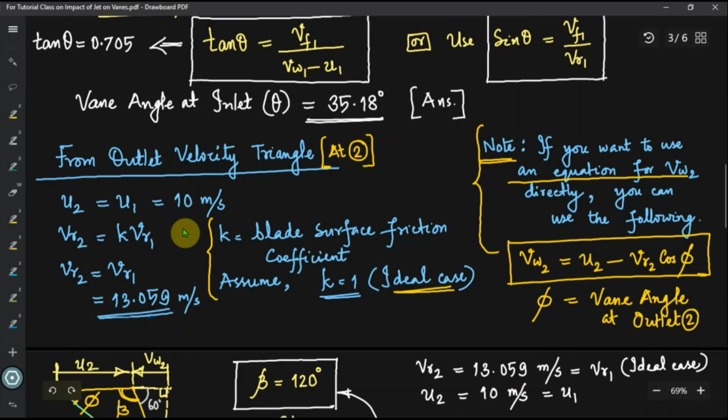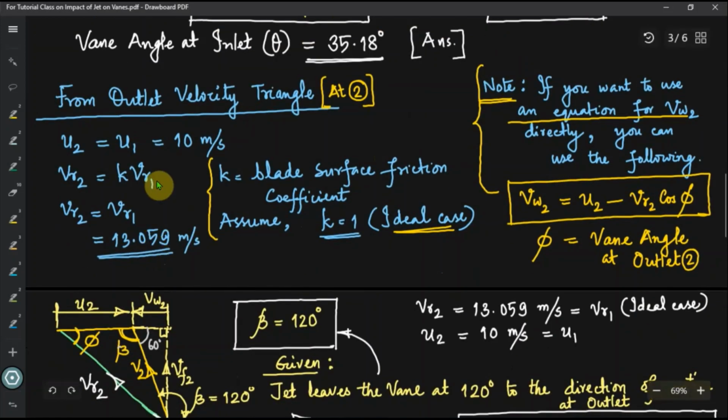The outlet conditions are given. The important point is the guide blade angle at outlet beta is available, that is 120 degree. And u1 is equal to u2 is equal to u, which is equal to 10 meter per second. And what about the relative velocity? We know that if you consider impulse action, ideally Vr2 will be equal to Vr1. Ideally the value of k is equal to 1. The blade surface friction coefficient in this problem is not given. Since it is not specified, you can assume an ideal case where k is equal to 1.